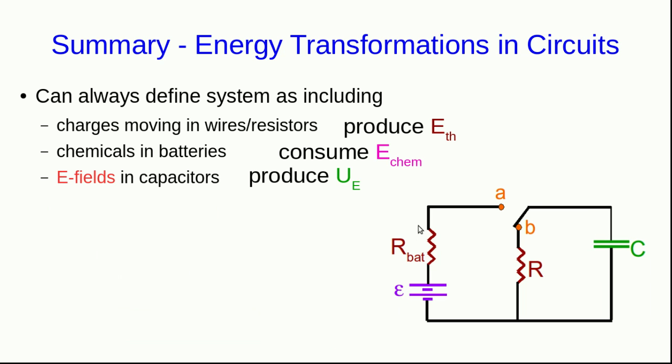If we flick the switch in the other direction, now the capacitor discharges through this other resistor, and all of the electric potential energy stored in the capacitor will be converted into thermal energy in the resistor.